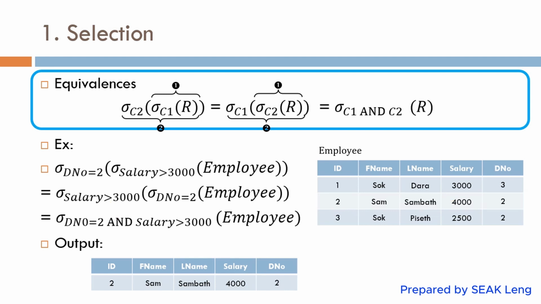And in the third expression we use the conjunction and. The conjunction and is true when both conditions are true. And the output from this expression will be one tuple, ID number 2, with salary 4,000 and dnum equal to 2.